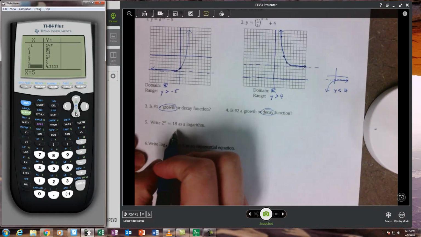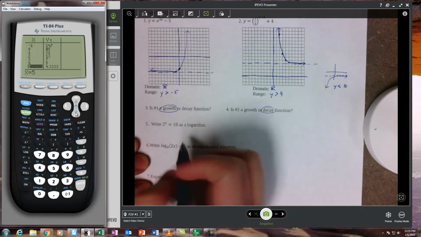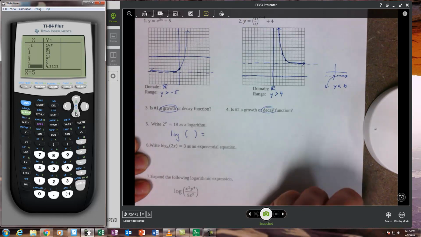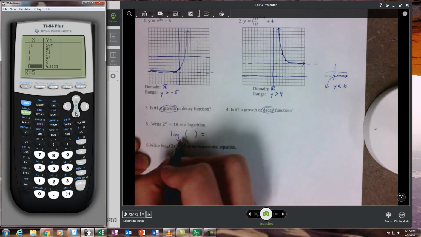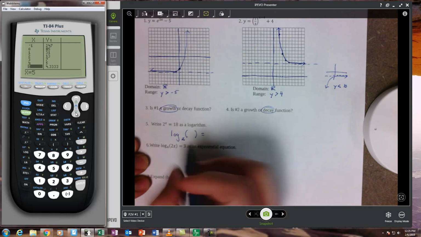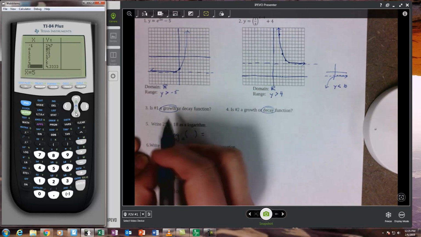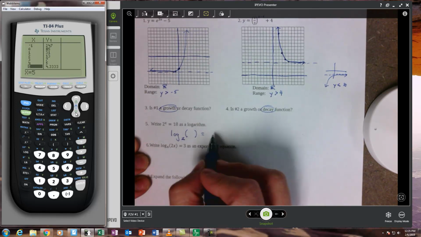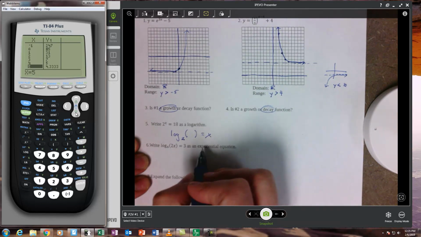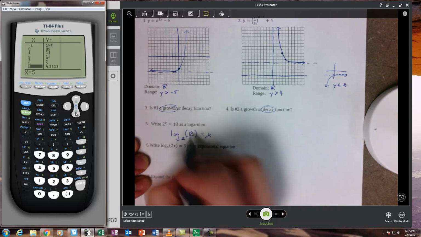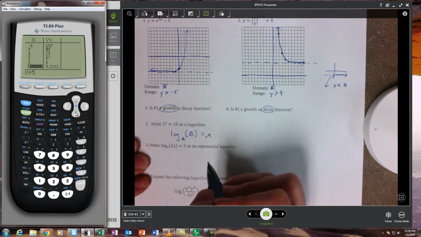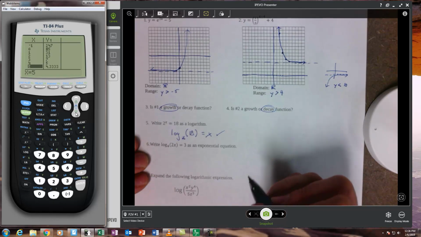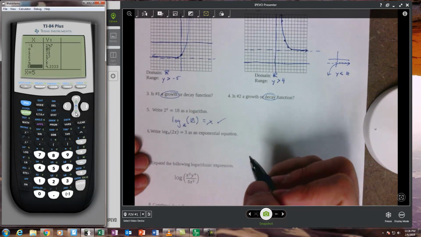All right, number 5, we need to write 2 to the x equals 18 as a logarithm. So I'm going to write log, parentheses, and equals. The base of the exponent is the base of the log. That would be 2 right here. And I know every logarithm equals an exponent. If I look at this original problem, the only exponent is this x right here. So this logarithm has to be equal to x. Well, the only thing I haven't used is 18. Now, right now I want to point out, I didn't ask you to solve for x. I just asked you to write it as a logarithm, which we've done, so we're done. We don't need to solve this. Later, we'll do some solving. Right now, it's just about rewrites.